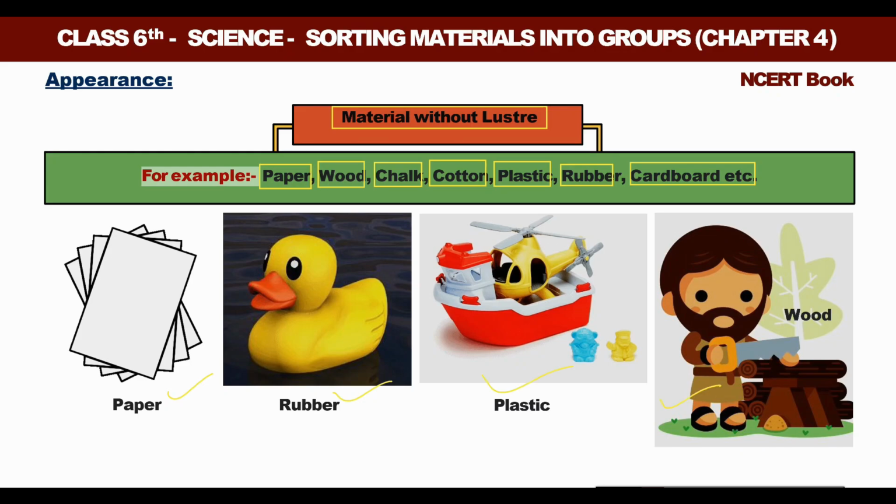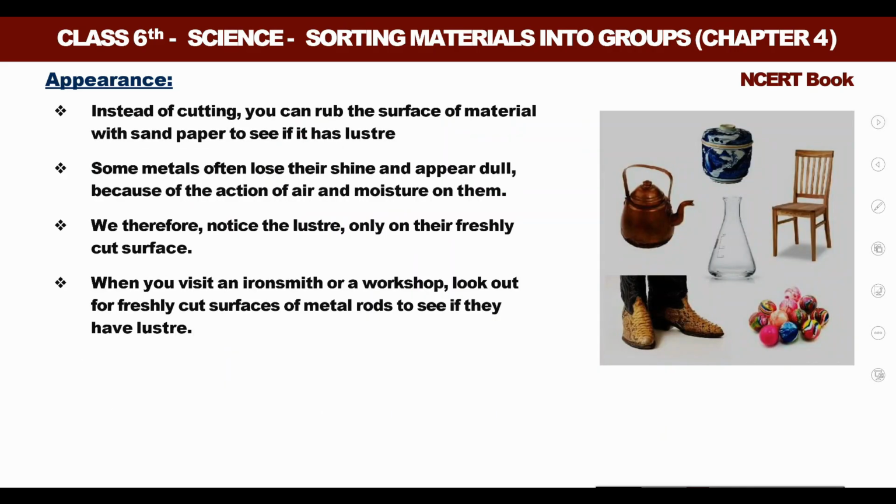So these are non-lustrous. In case of appearance, instead of cutting, you can rub the surface of the material. Rub करके भी आप पता लगा सकते हैं with the sandpaper and to see if it has luster. यदि sandpaper से rub करेंगे तो वहाँ पे चमक आ जाती है, तो वो lustrous है और metal है. Some metals often lose their shine and appear dull.